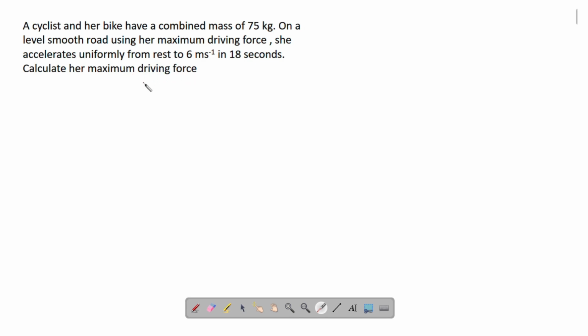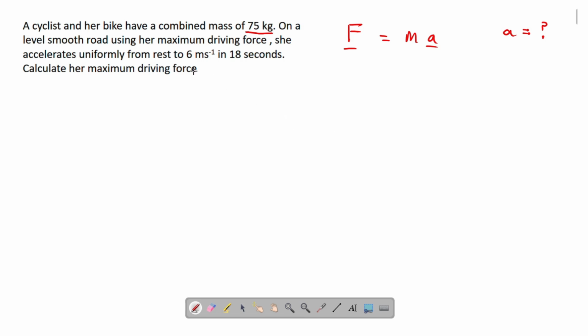We want the force. We know that force is equal to mass times acceleration. So let's write this down. Force is equal to ma. Here we're given the mass, but no acceleration is in the question. So what we need to do is to first find the acceleration. And how do we do that?